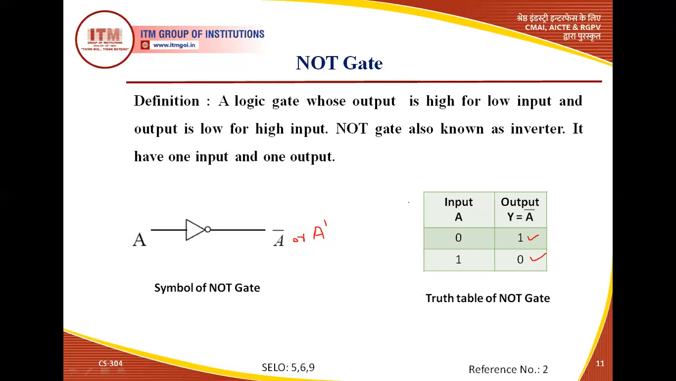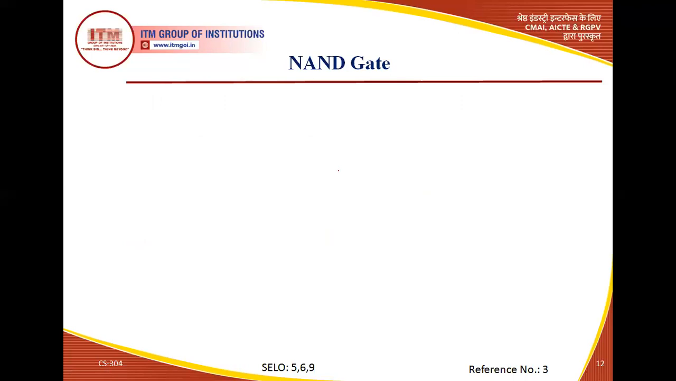So these are the basic or fundamental logic gates by which we can create any Boolean function or any digital circuit. That means by using the AND gate, OR gate and NOT gate. Now we discuss the universal logic gate.